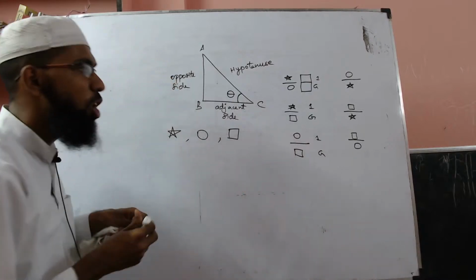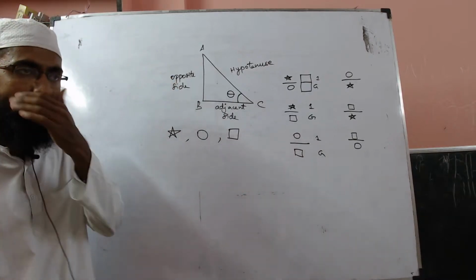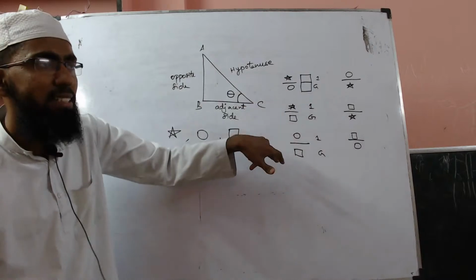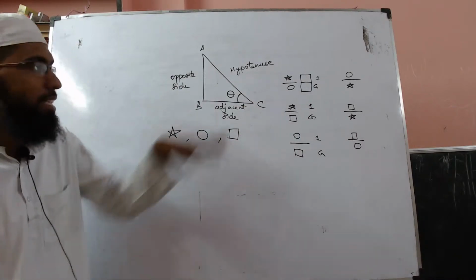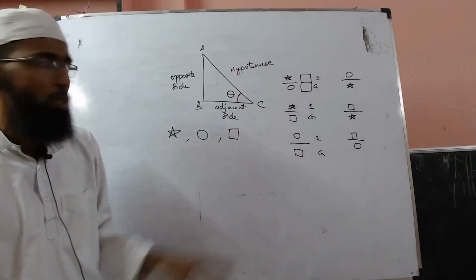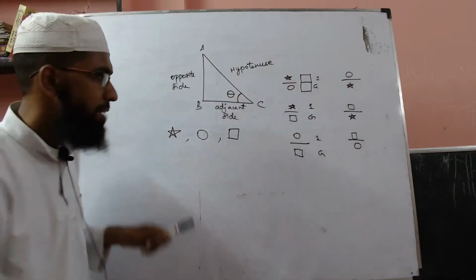So if there are three objects, how many possible ways can we split like this? We can split in six different ways. Six different ways like this. We have no other option. Only these are the six possible cases, right?